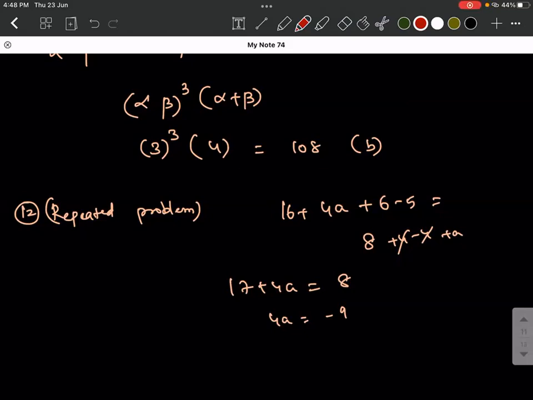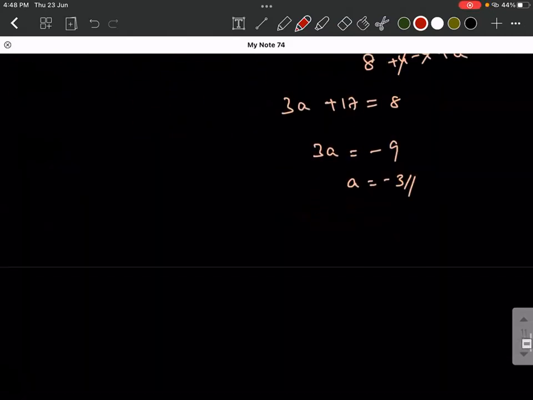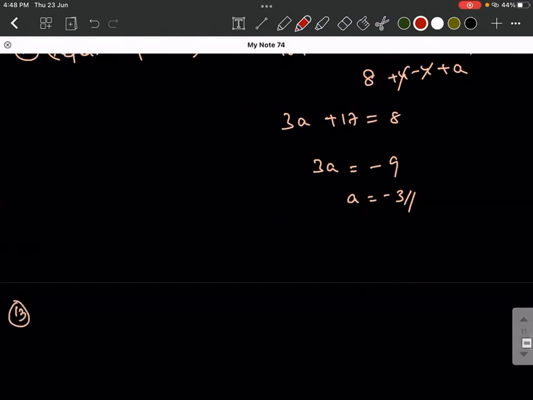Oh, 8 plus a, no? So 8 plus a means this will go to this. So 3a plus 17 will be equal to, correct. So 3a will be equal to minus 9, a will be equal to minus 3. Right. So look at the 13th one. I hope everybody got the answer.